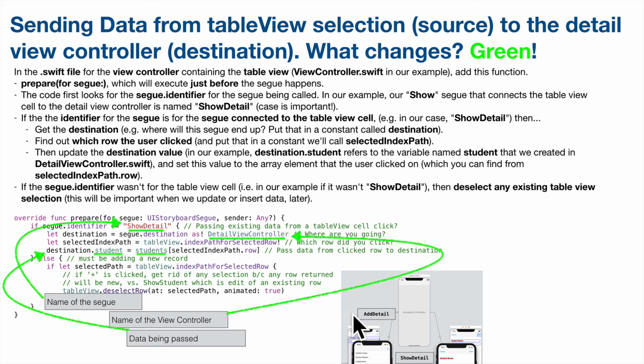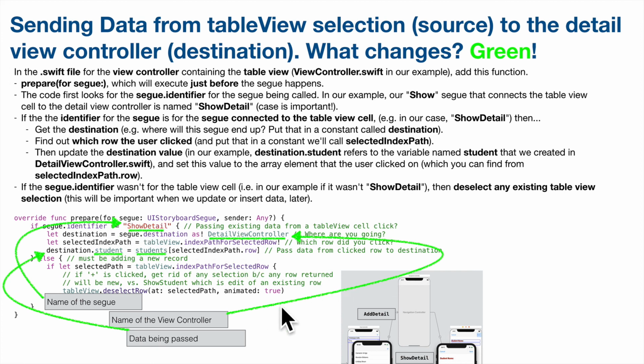This is an index path that you've clicked on. So we can say go into students, our array that has all of the student names in here. Go into the selected index path, and remember how we get into the specific row. We need to add the dot row to the selected index path. That's going to find the string in the cell that you clicked on. Once we have that, we're going to pass that into destination, which is this view controller, and dot student is our catch variable that we set up. So that's going to pass the value over.